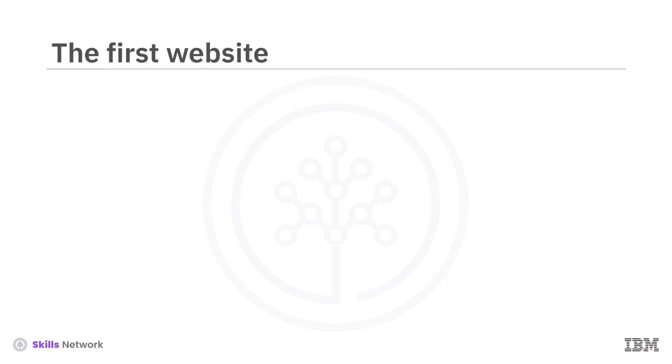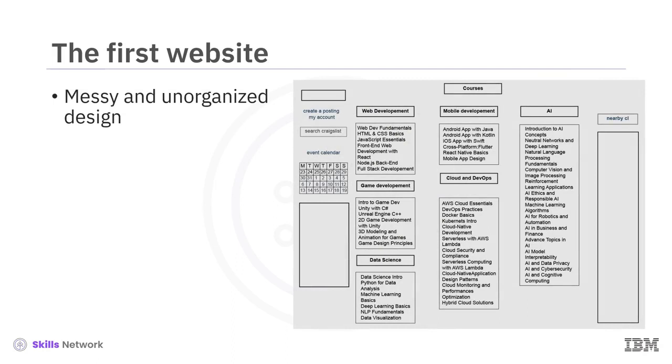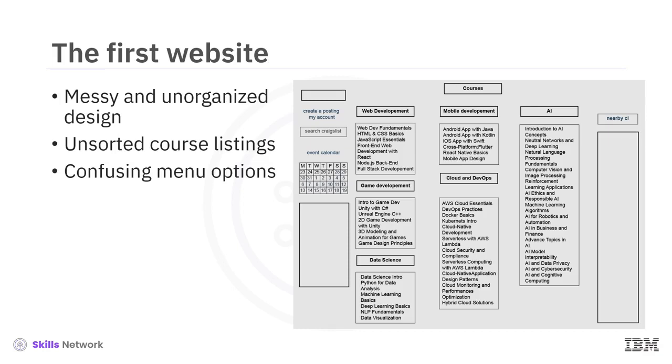Smith visits the first website, but his excitement quickly fades as he sees a messy, unorganized design. The course listings are not sorted by skill level, making it hard for Smith to find courses that match his current abilities. The menu options are confusing, making it difficult for him to find specific sections and browse the available courses. Moreover, the course descriptions lack enough information regarding its curriculum and how they are taught.